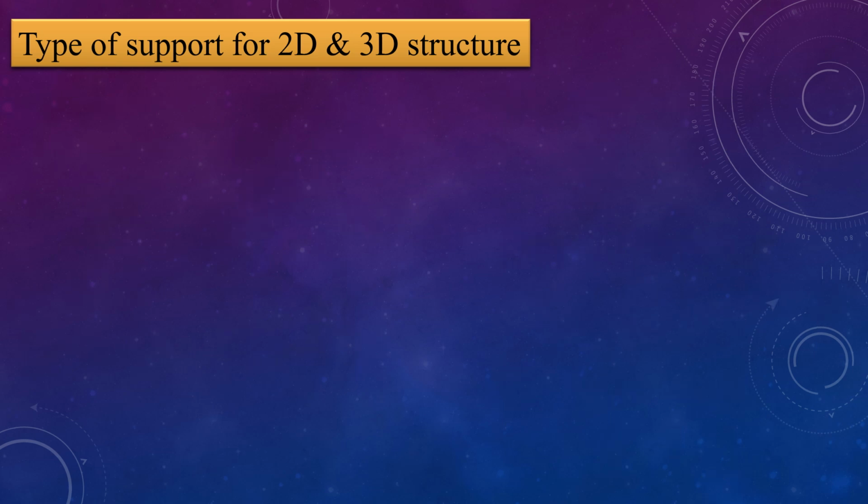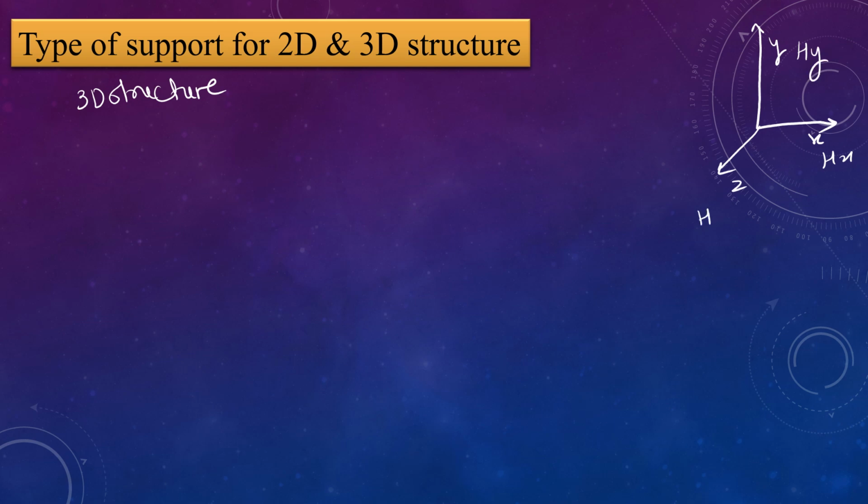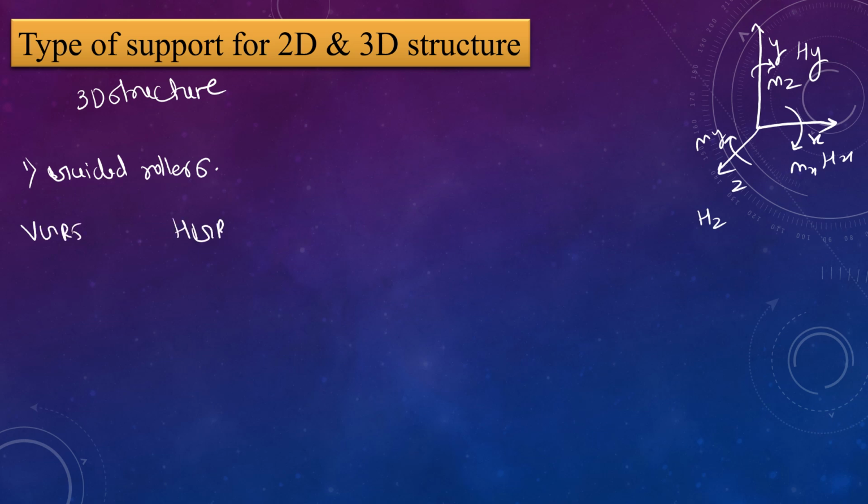Okay, then in the case of a 3D structure, this is how the 3D diagram looks. Here x, y and z, Hx, Hy and Hz are the forces, and Mx, My and Mz are the movements. First is the guided roller support. First is the vertical guided roller support and second is the horizontal guided roller support.